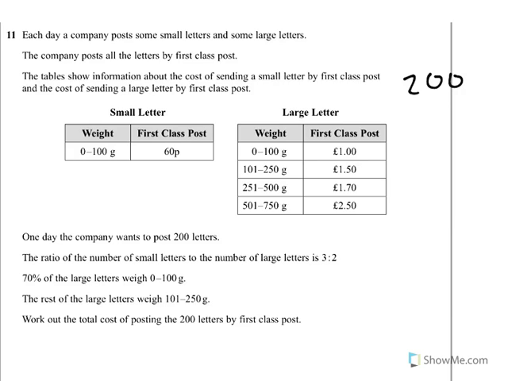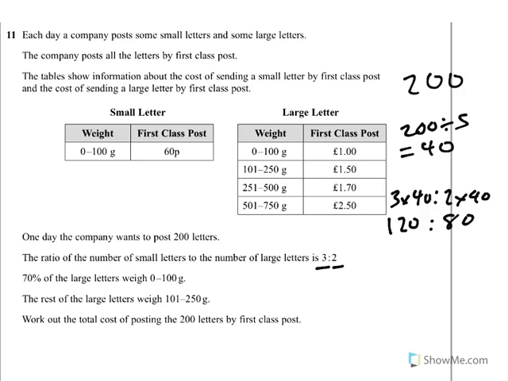Well, firstly we need to work out how many small letters and how many large letters there are. They're in the ratio 3 to 2, which means that there are 5 parts, so we're going to have to do 200 divided by 5, which is 40. 3 times 40 and 2 times 40 is our ratio, so we're going to have 120 to 80. So we've got 120 small letters and 80 large letters.